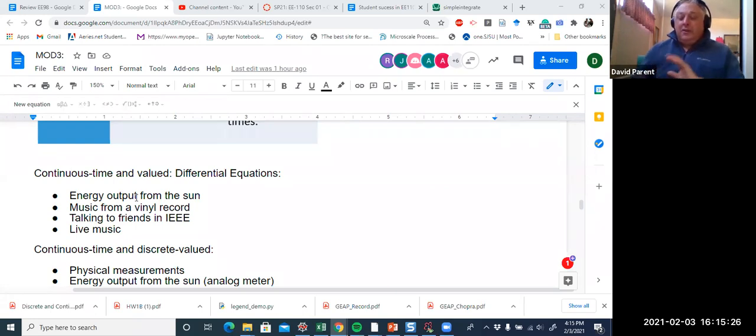Now for us, as we're rotating, the sunlight gets intense and less intense, but it's changing. If you were to zoom in on time, you could see it changing at any time. Now, if you have a vinyl record and all analog equipment, that is continuous time and continuous value.